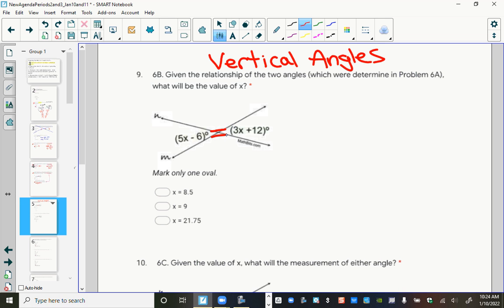Set them equal to each other. Set the 5x minus 6 equal to 3x plus 12. Then from there, that's your equation. Can we solve for x from here? I want you all to try that real quick. Try solving for x on your own. Solve for x.